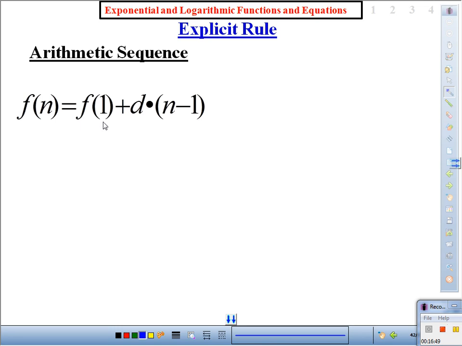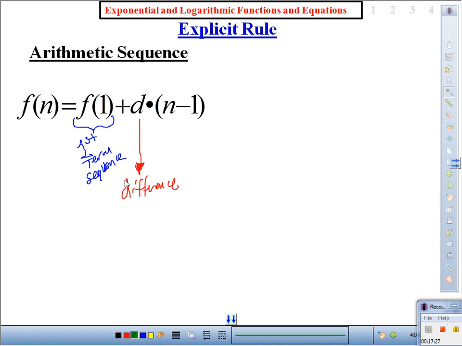Now, so that you understand what we're looking at here, I want to start with f of 1. This piece tells us that we substitute in here the first term of the sequence given. What does the letter d stand for, everyone? Very good, the difference. That's why this is an arithmetic sequence. It's the difference.